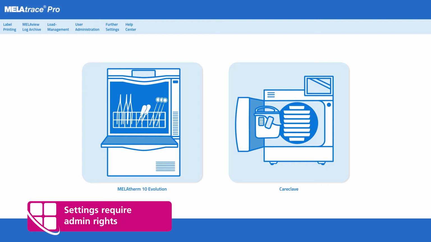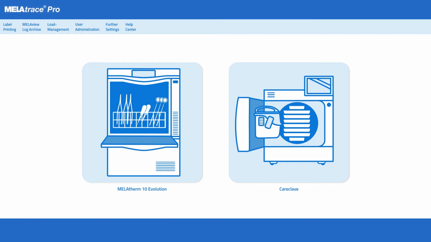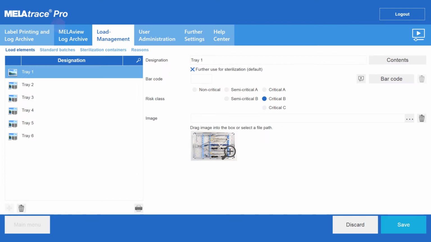Barcode lists can facilitate the loading process. Under Load Management, you can generate these lists for load elements, standard batches, and sterilization containers. This video shows you an example of generating and using barcode lists for load elements.